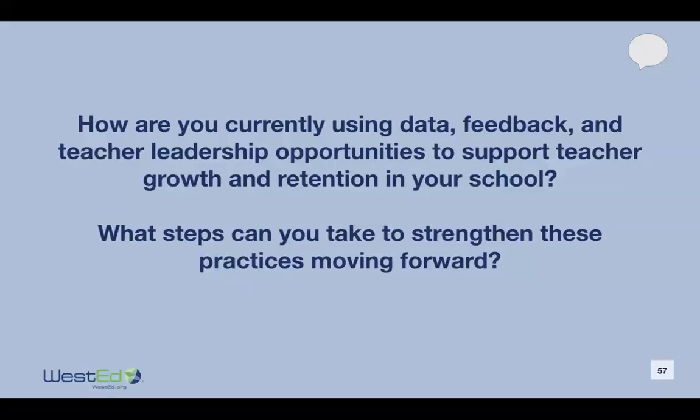Take a moment to reflect on your current practices. How are you currently using data, feedback, and teacher leadership opportunities to support teacher growth and retention in your school? What steps can you take to strengthen these practices moving forward?